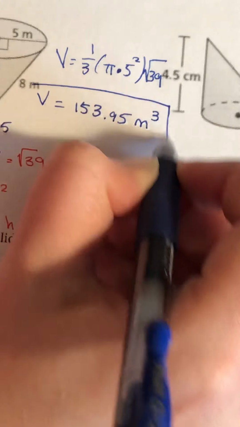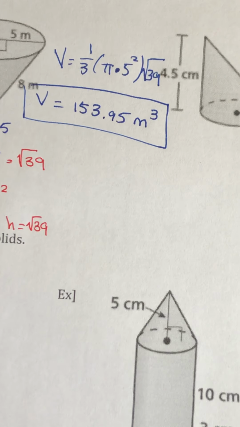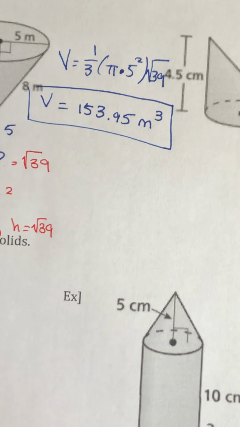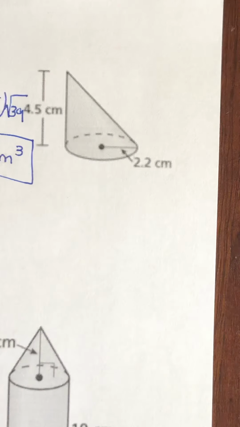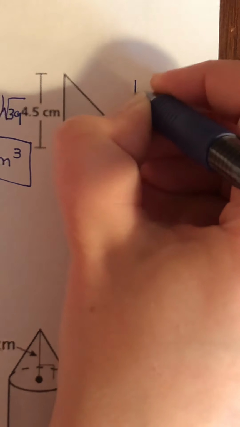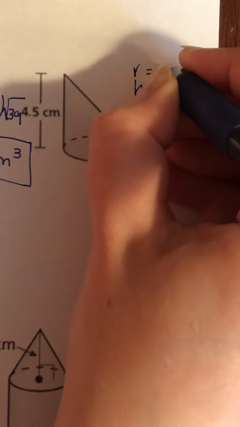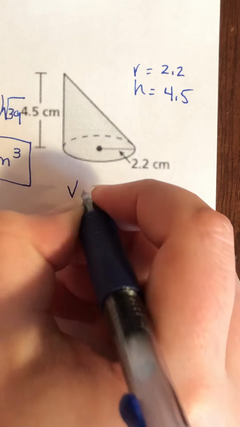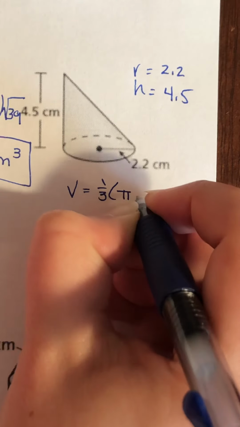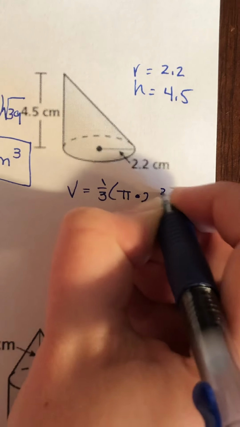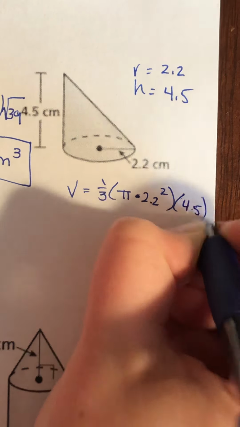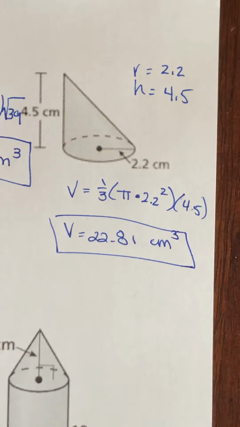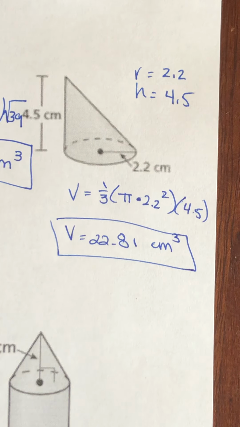Don't take my word for it. Make sure you're putting this in your calculator and you can get the same thing. All right? So you know that even if you understand the concept, you want to make sure you're putting it in the calculator correctly. And lastly, we have a radius of 2.2 and a height of 4.5. So we have 1/3 pi times 2.2 squared times 4.5, and that's going to give us 22.81 centimeters cubed. Again, pause this video so you can take the time and put that in your calculator.